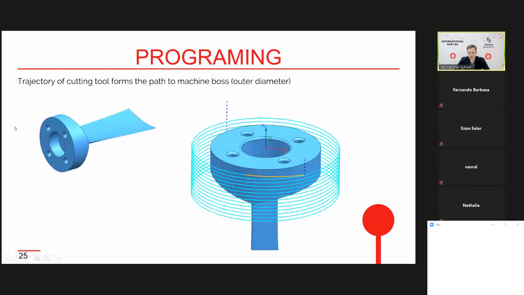And some words about programming. What does programming mean? As you remember, we use computer numeric control for machines. So the machine is controlled and all movements are made according to a special program, which is called NC code. First of all, we have a model of our final part. We make a model of the cutting tool, and by means of special software, we make a trajectory of movement of the cutting tool. This helix skyline shows the trajectory of movement in machining this outer cylinder surface.